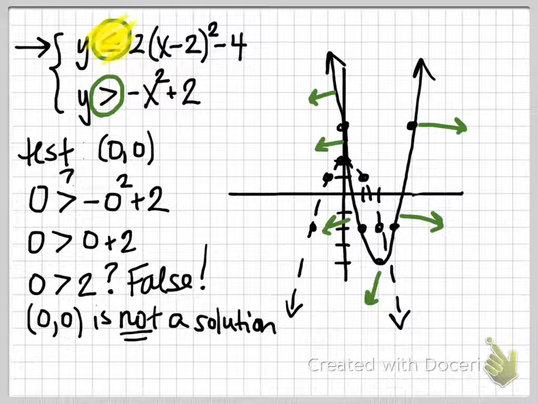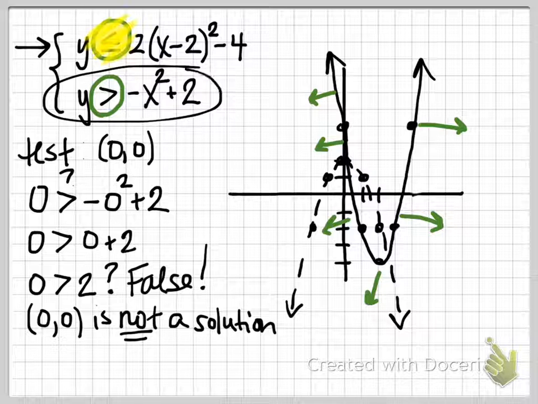So when we go to shade on the second parabola, we do not want to shade over (0, 0) because (0, 0) is not a solution. Now if you go look at your second parabola and locate (0, 0), (0, 0) is here inside this dotted parabola. So we don't want to shade inside the parabola. Since (0, 0) is not a solution, we want to shade outside. So now we're wanting to shade outside the parabola that's dotted.